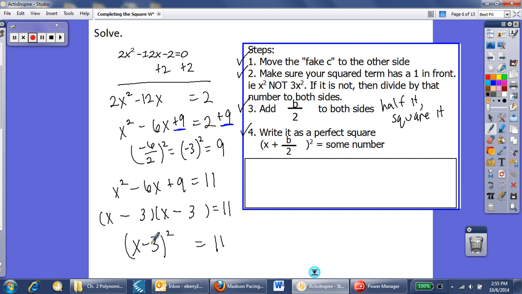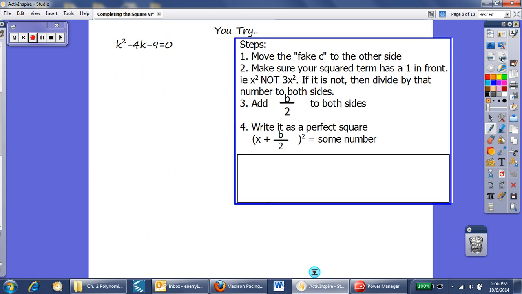And again, this is where we're stopping today. Tomorrow we'll continue on, and we'll figure out how to actually solve this for x. I'm going to give you guys a try. Go ahead and try this one on your own. Make sure you're following the steps and have these recorded in your notebook, and I'll see you guys tomorrow.